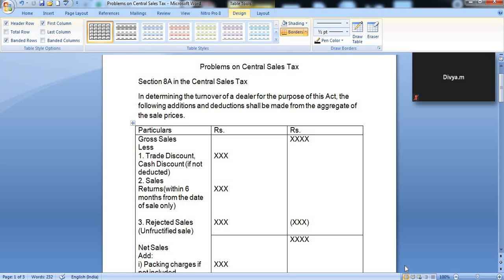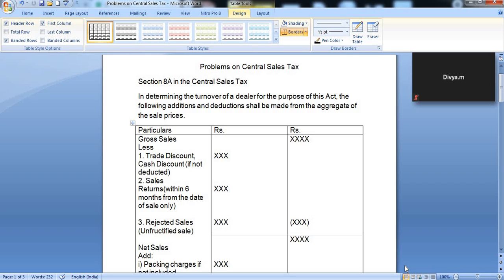Then rejected sales, that means it's not returns actually. What is the difference between sales returns and rejected sales? Sales returns is like you have to replace the product which the buyer has returned to you. But rejected sales is unfructified. You have to return the money which the buyer has paid to you. So that is unfructified sale, rejected sales. So for rejected sales there is no time limit.